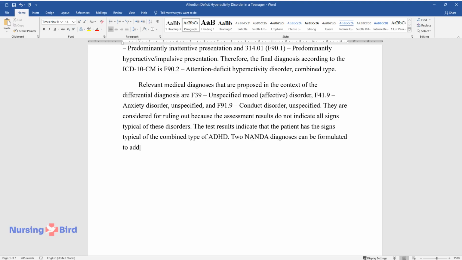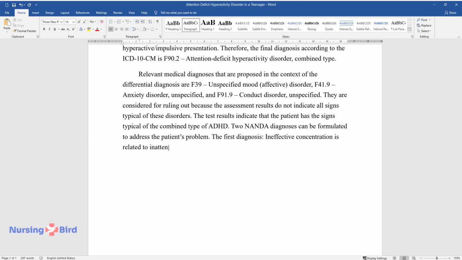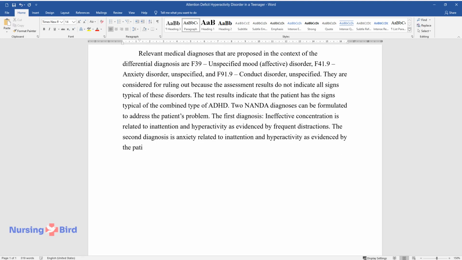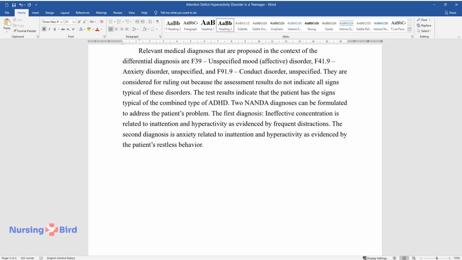2 NANDA diagnoses can be formulated to address the patient's problem. The first diagnosis, ineffective concentration, is related to inattention and hyperactivity as evidenced by frequent distractions. The second diagnosis is anxiety related to inattention and hyperactivity as evidenced by the patient's restless behavior.